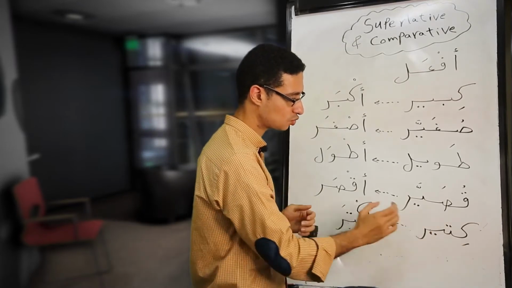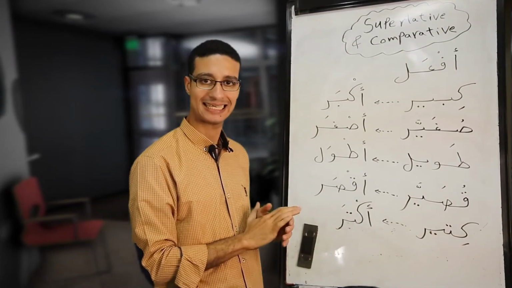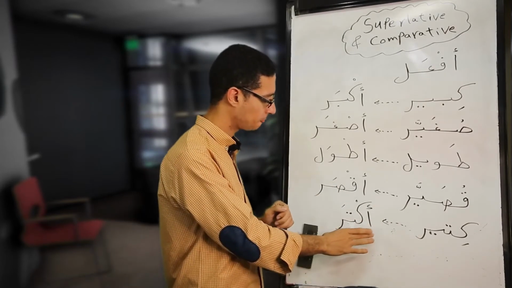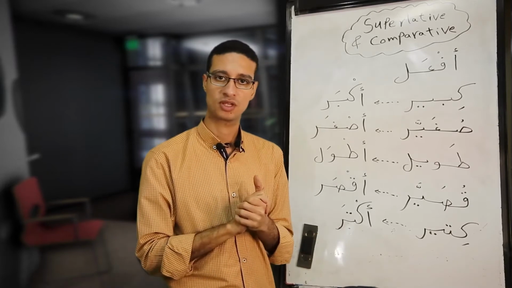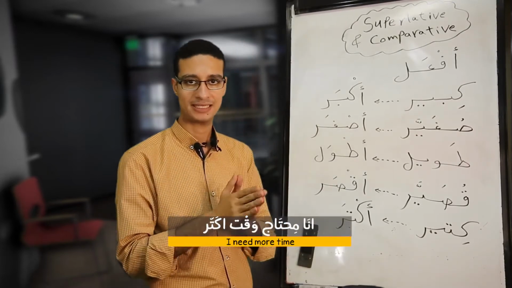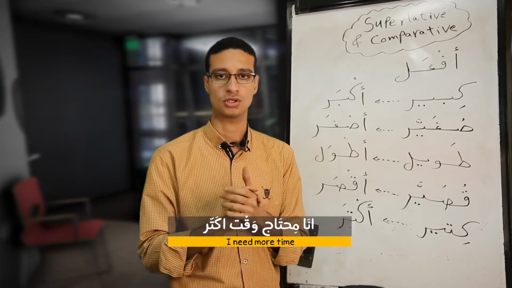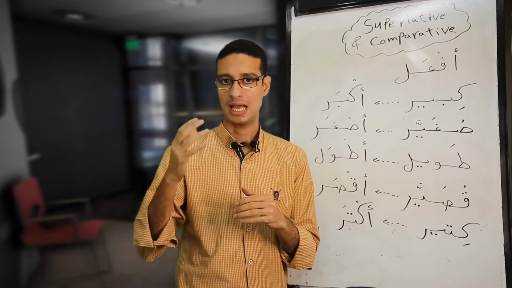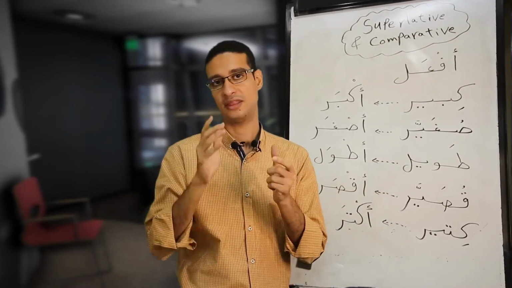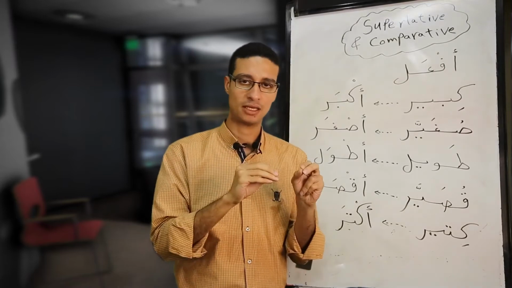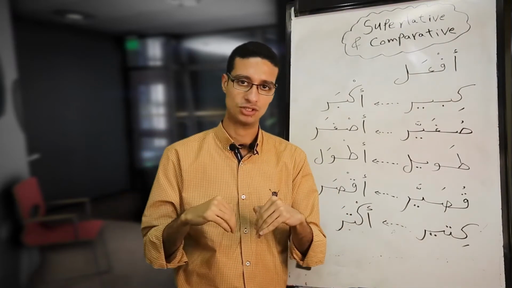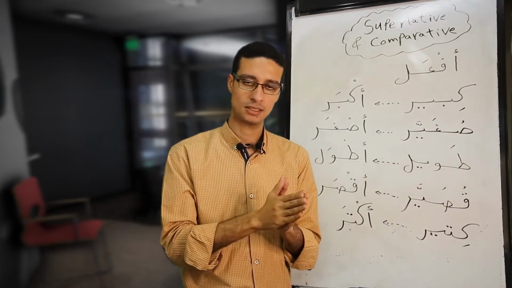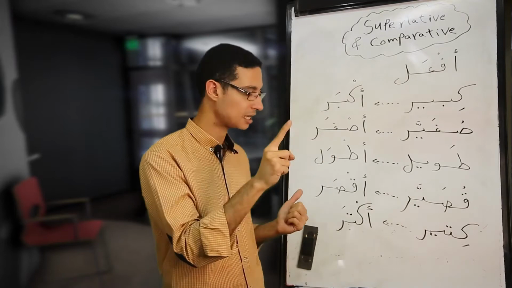And the last one is كتير. أكتر. كتير means many or much. أكتر means more. For example, أنا محتاج وقت أكتر. I need more time. أنا محتاج, here we used the active participle, محتاج. I didn't use the present because I need time right now. So أنا محتاج وقت أكتر, and أكتر is after the noun.